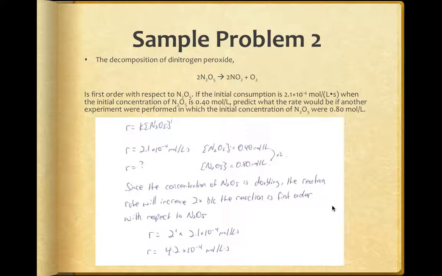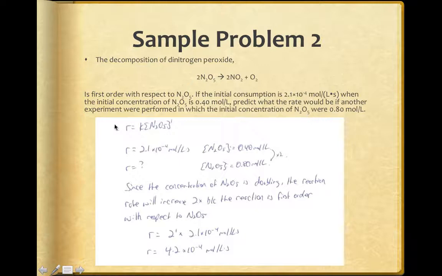So in sample problem 2, it says the decomposition of dinitrogen pentoxide, written out by this expression, 2N2O5 yields 2NO2 and O2, is first order with respect to N2O5. So if the initial consumption is 2.1 times 10 to the negative 4 moles per liter second, so that's just the rate, it's just another way of trying to write that out. When the initial concentration of N2O5 is 0.4 moles per liter, it's asking us to predict what the rate would be if another experiment was performed in which the initial concentration of the reactant N2O5 was 0.80 moles per liter.